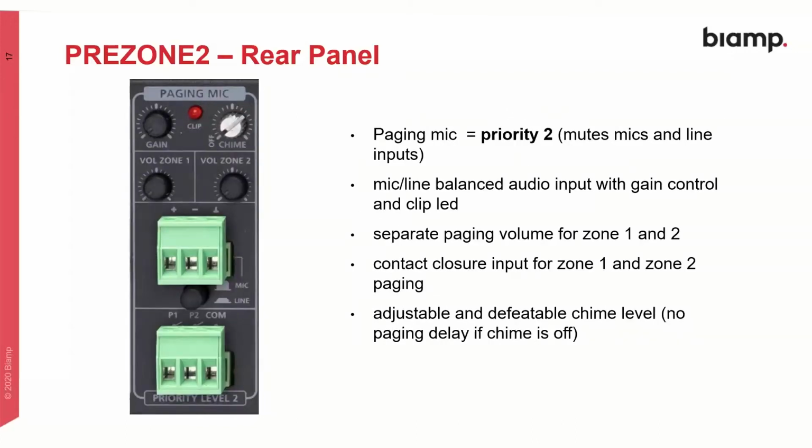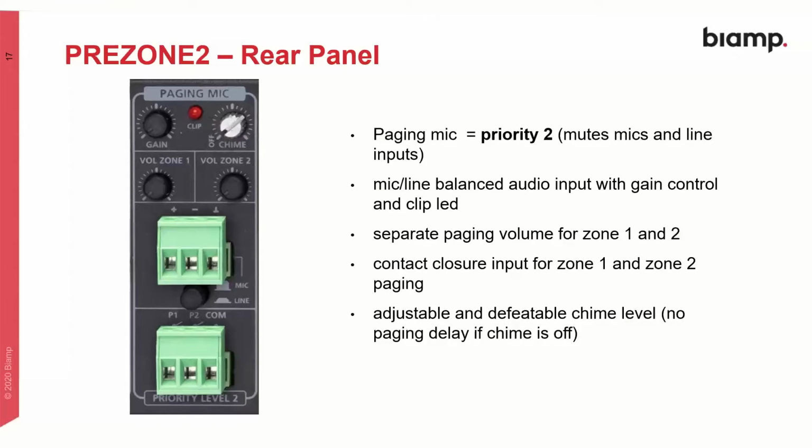Then we have the first of our paging mics on the rear panel. So this has second priority, so priority 2. This is paging mic input. When the paging mode is active, it will mute all the other microphones and line inputs. So this has a mic line balanced input with gain control and clip LED. And then you have separate paging volumes, so the volume of the actual paging announcement from the microphone to zone 1 and a separate control to zone 2. There is a contact closure for zone 1 and a contact closure for zone 2.